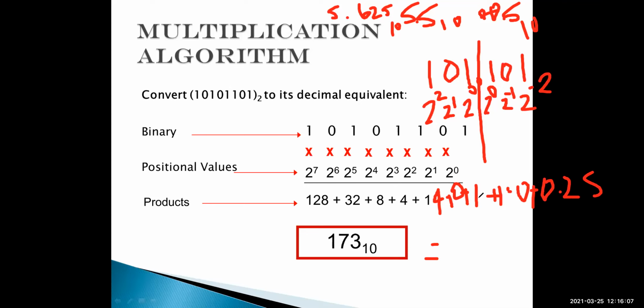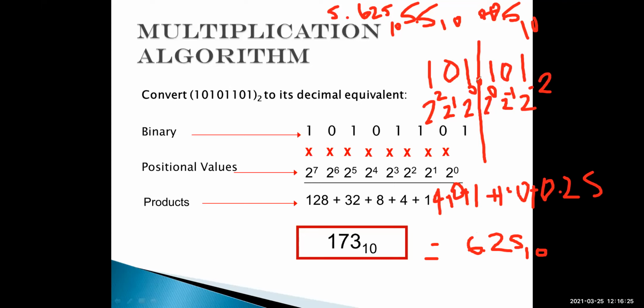4 plus 1, 5.25. 5 plus 1, 6. 6 plus 0.25, 6.25. So 6.25 will become your exact answer in base 10. Now, are you getting what I am doing here?